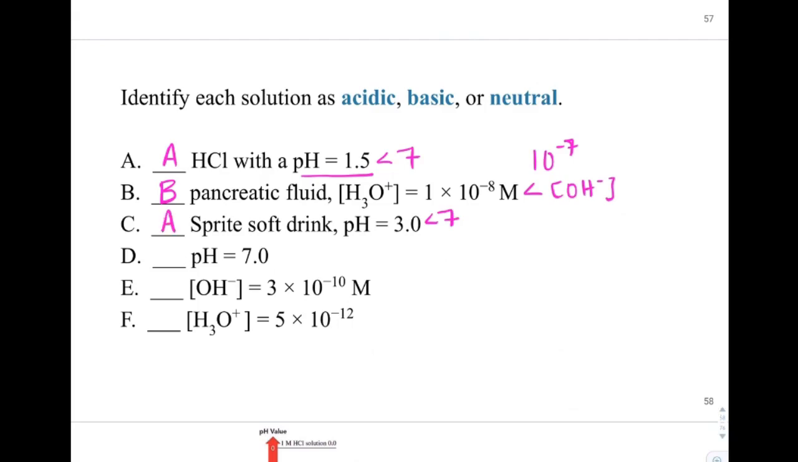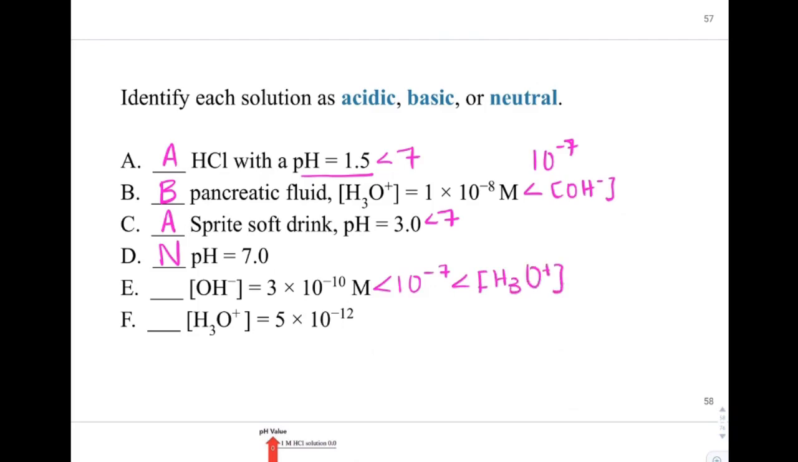pH equal to 7, this is your neutral solution. If your hydroxide is 10 to the negative 10, is that greater than or less than 10 to the negative 7, which is neutral? Now, 10 to the negative 10 is less than 10 to the negative 7, which means it is less than your opposite, which is your hydronium.